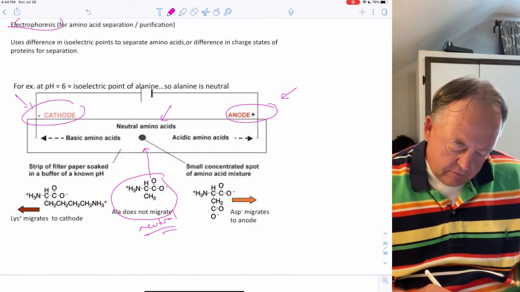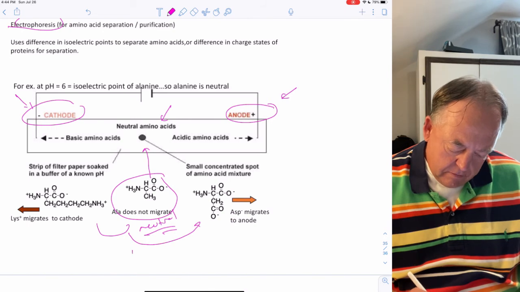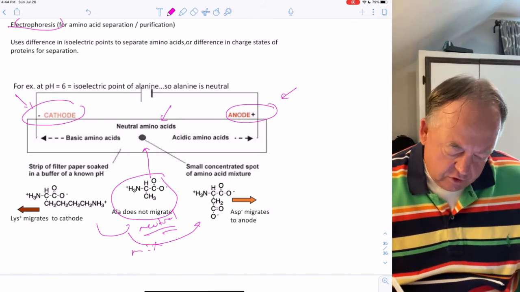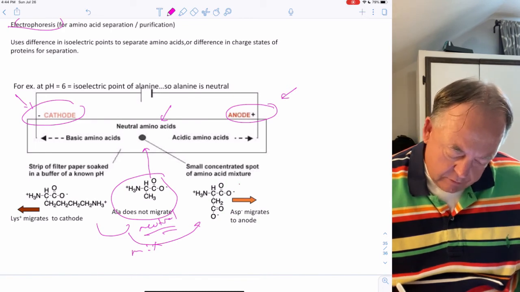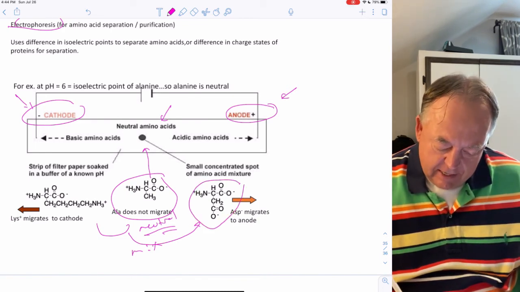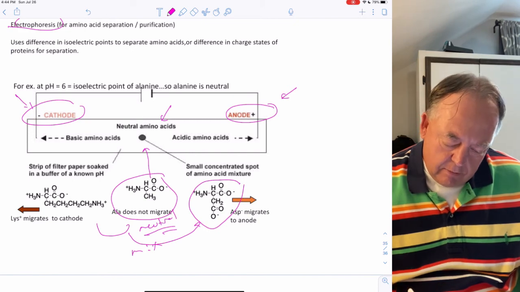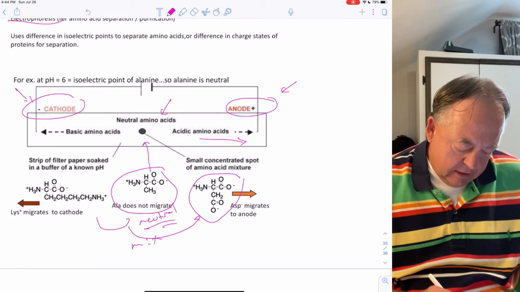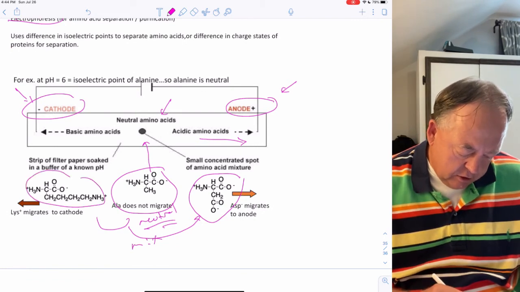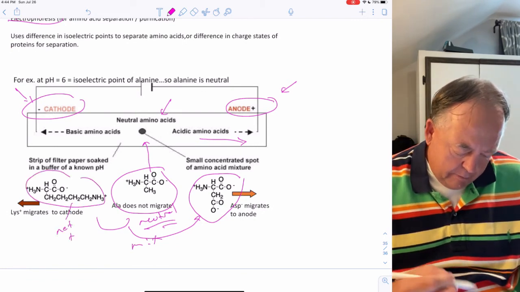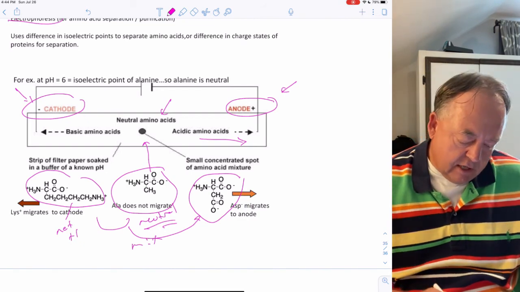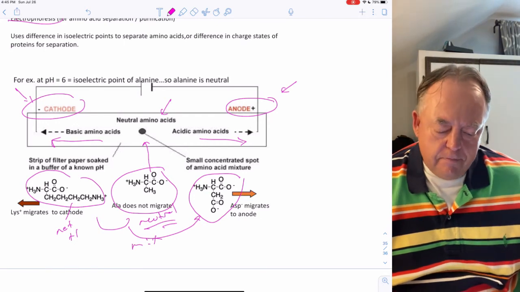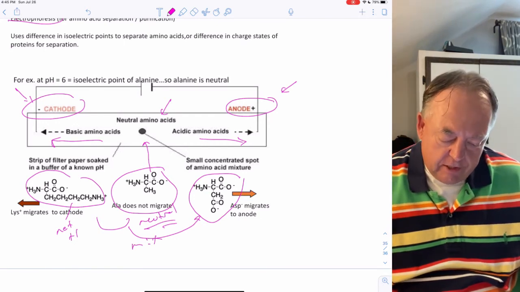So if you had a mixture of all 3 of these and you put that into electrophoresis, alanine's not going to move, so you put it in the middle. Aspartate has a net -1 charge, so it's going to migrate towards the anode, which is positively charged. And if you put lysine in there, it's got a net +1 charge at pH 7, so it's going to move to the cathode, which is negatively charged, and now you've separated the 3 amino acids. Or you could do the same for a protein or peptide.